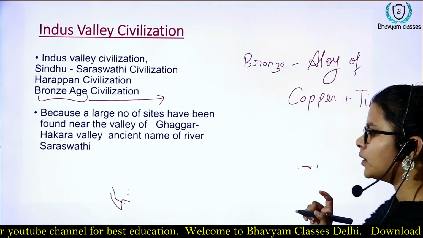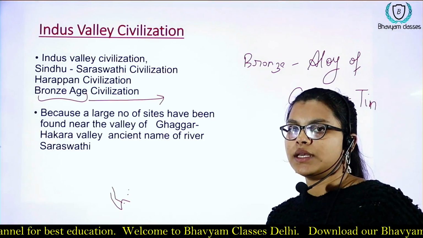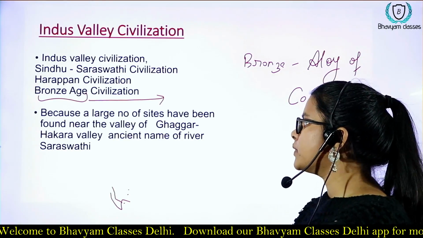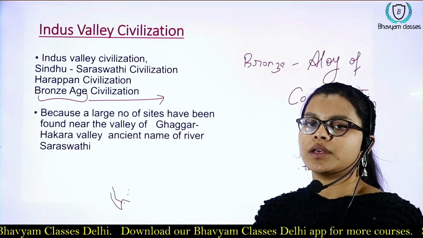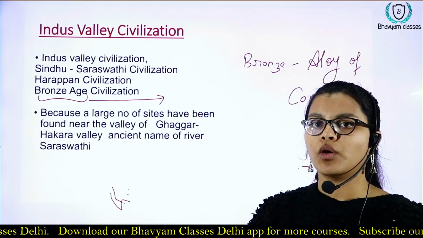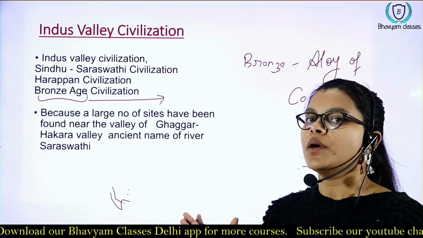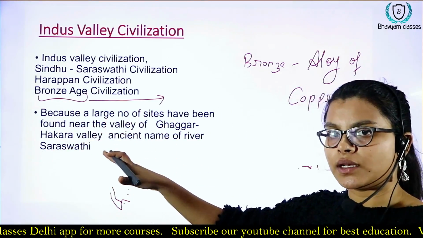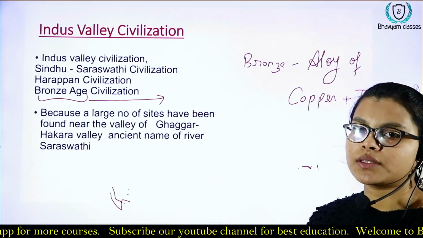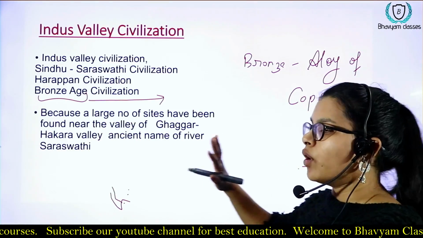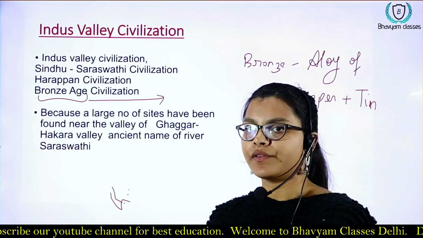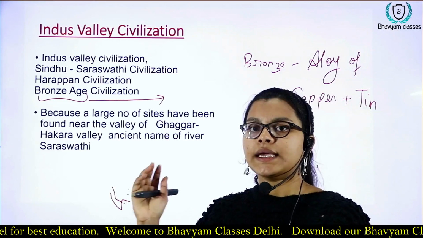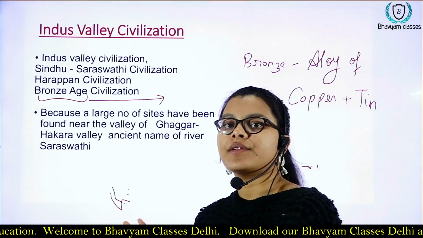So because we find bronze tools, or you can say artifacts made of bronze, here people equipped themselves, or they got to know the technology of how to make bronze. So we find the evolution in the metallurgy industry. They were masters in bronze metal, and they used to make artifacts out of bronze, fine. So we find a lot of bronze metal in the phase of Indus Valley civilization.